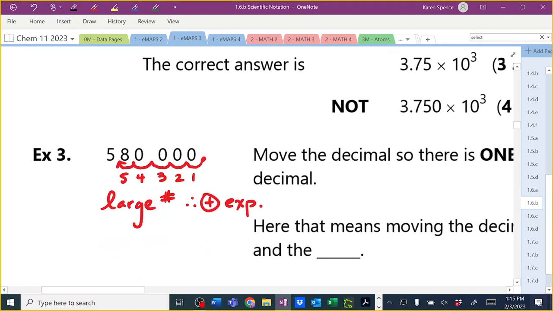So this will then become 5.8, and none of the zeros because there was no decimal in the original number, so there were only 2 sig figs. 5.8 times 10 to the 5.